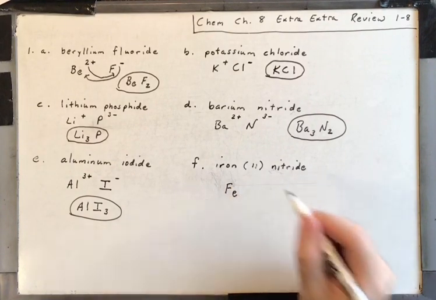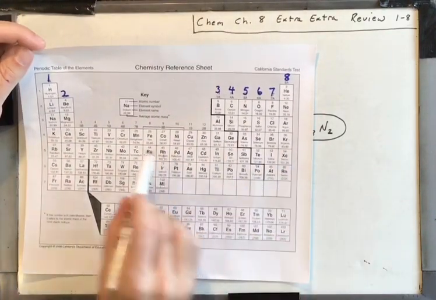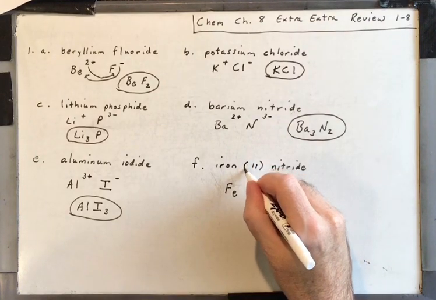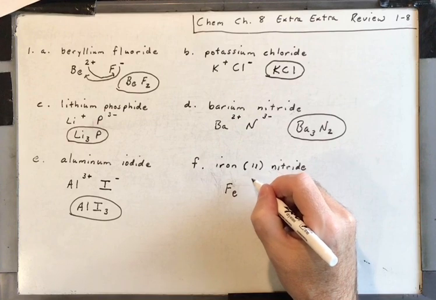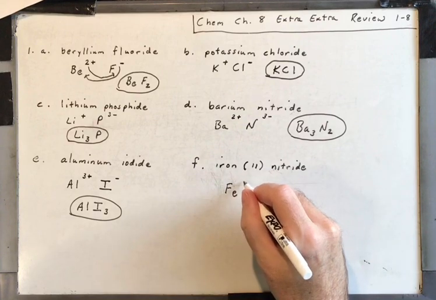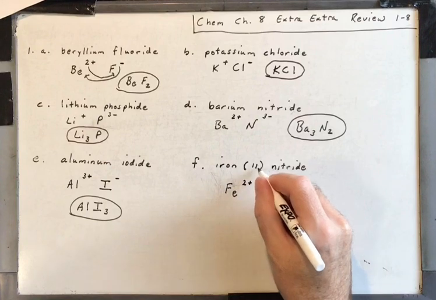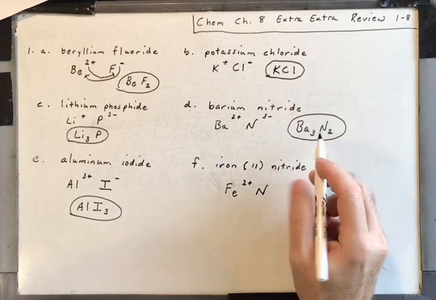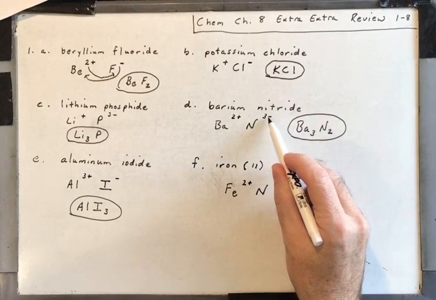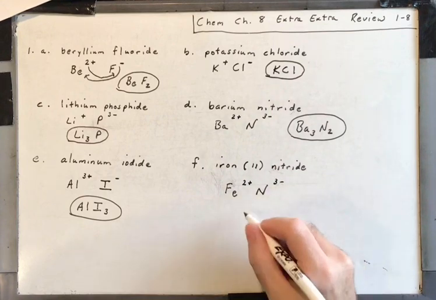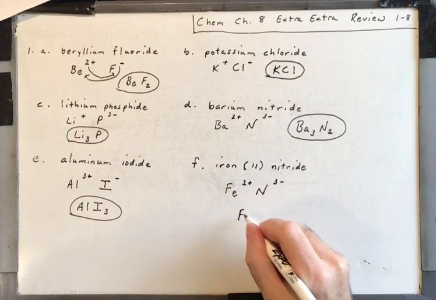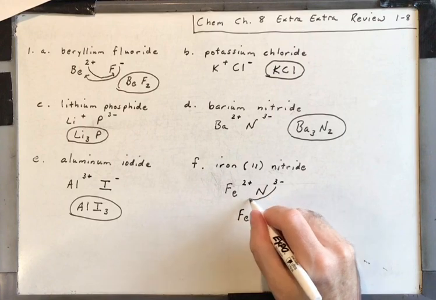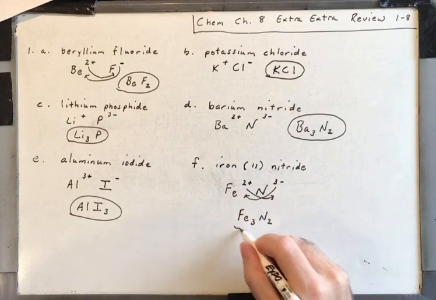And then iron 2 nitride. Iron is a transition metal. It's not in S block or P block, so we don't know exactly how many valence electrons it has. In this particular case, this particular version of iron has 2 valence electrons, so it wants to give those 2 up, being a metal. The Roman numeral tells you. Nitrogen, we just talked about how that's in column 5, wants to gain 3 electrons. All right, so that would be Fe3N2 after we bring that 3 down here and the 2 down here.